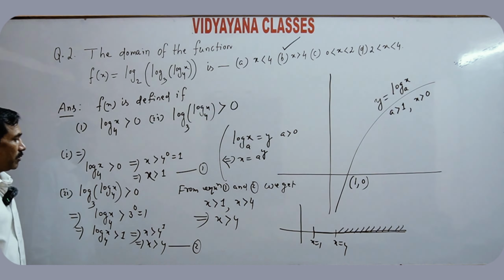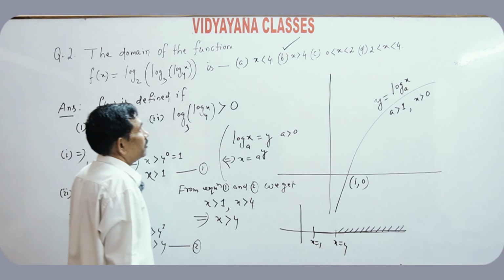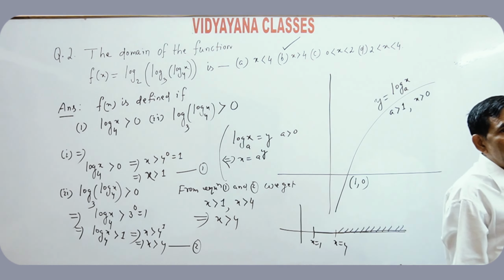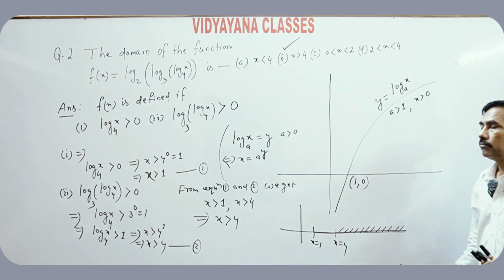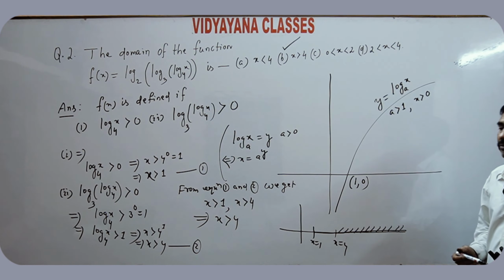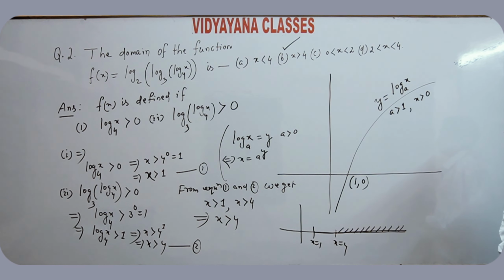So the domain of the function is x greater than 4. Clear? Okay, note down.